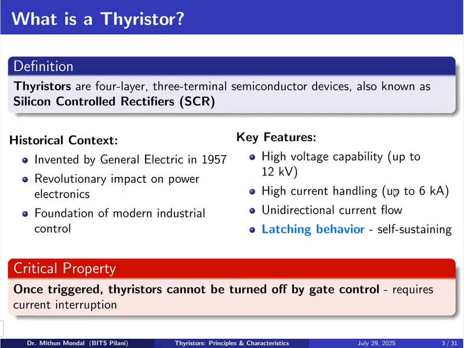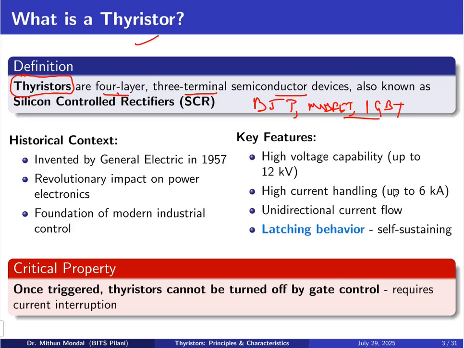So let us begin with what is a thyristor. A thyristor is basically a 4-layer, 3-terminal semiconductor device. We were discussing the other semiconductor devices like the bipolar junction transistor, the MOSFET and the IGBT. Now we will be covering one of the important semiconductor, not a device but a group of devices. The name is known as the thyristor.